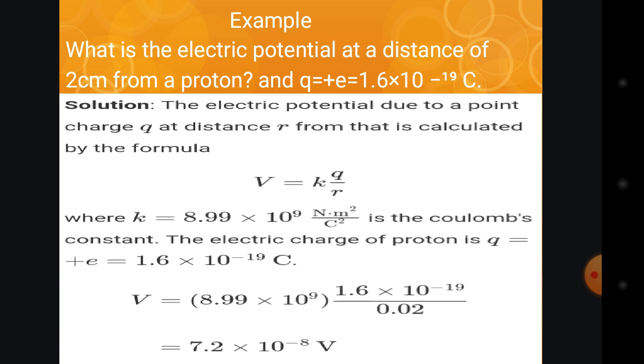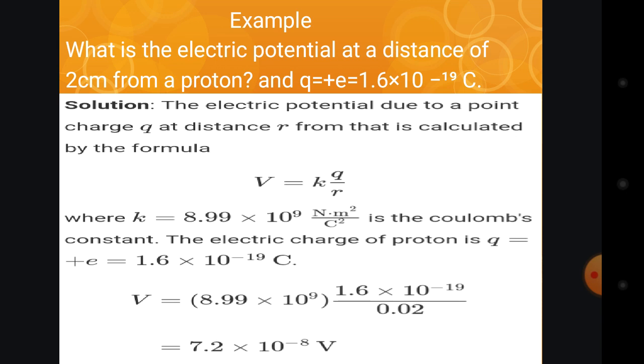We put in the value of K, that is 8.99 times 10 to the power of 9, multiplied by the Q of the proton, that is 1.6 times 10 to the power of minus 19, divided by the radius. The radius is 2 centimeters, which means we have to turn it into meters. We divide 2 by 100, and that is why we end up with 0.02. So this is how we do the conversion.